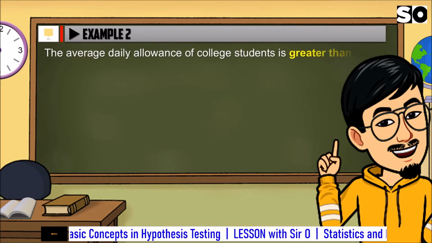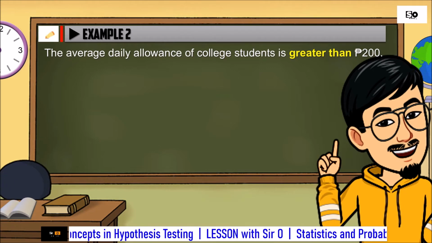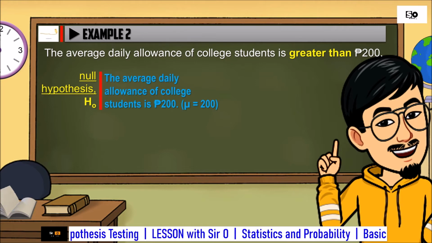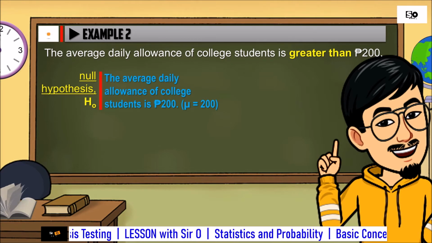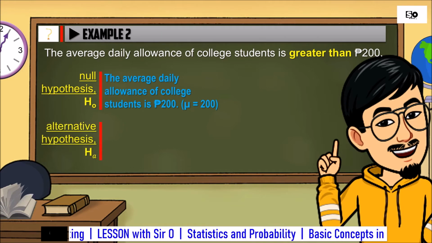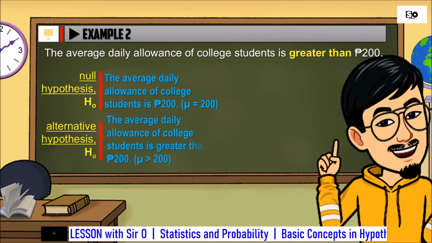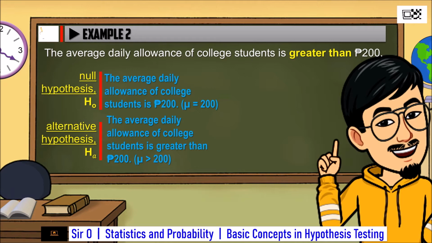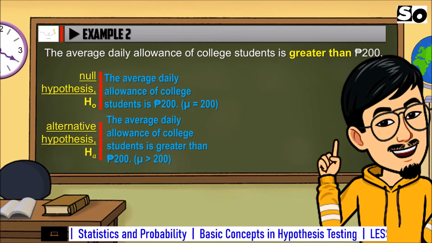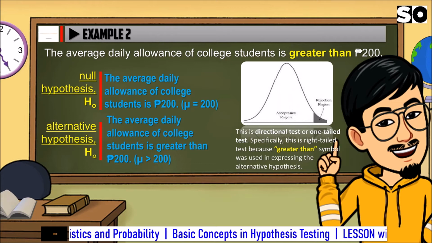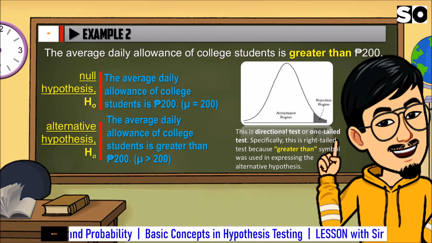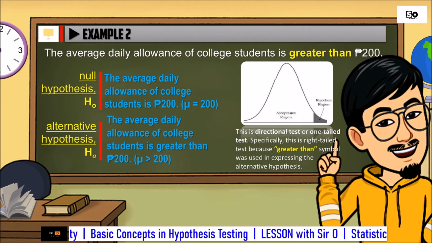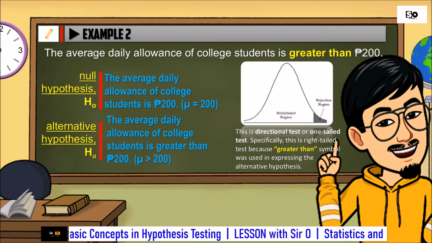Sample number 2. The average daily allowance of a college student is greater than 200 pesos. Null hypothesis: the average daily allowance of a college student is 200 pesos, or mean is equal to 200. Alternative hypothesis: the average daily allowance of a college student is greater than 200 pesos, or mean is greater than 200. This is also a directional test or one-tailed test. Specifically, this is a right-tailed test because the greater than symbol was used in expressing the alternative hypothesis.